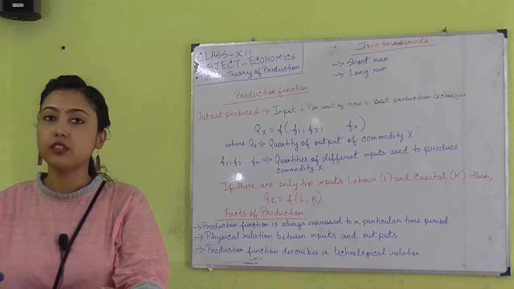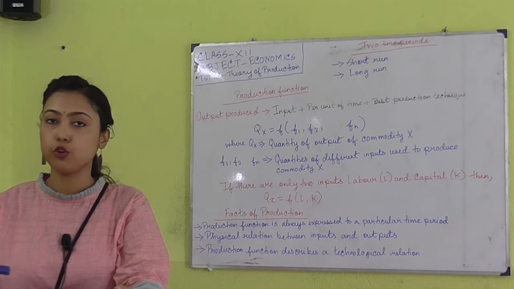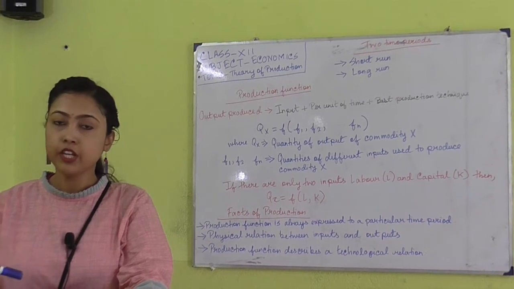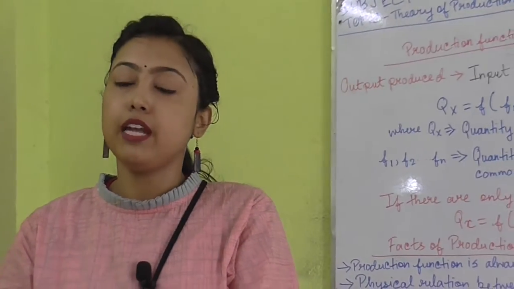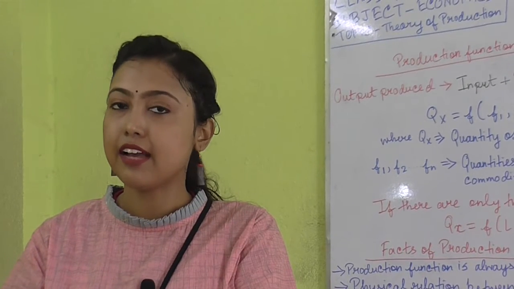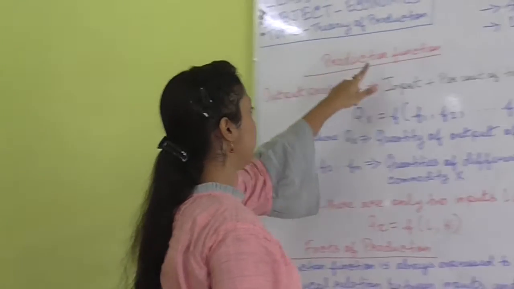Now a production function basically shows the maximum quantity of a commodity that can be produced per unit of time with the given amount of inputs when the best production technique available is being used. Now this is known as the production function.